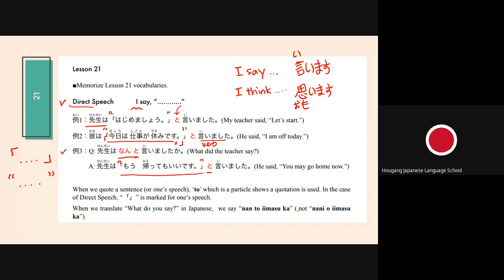But we prefer to use the indirect speech, which requires your plain form. But before we go there, how do you say what do you say? You say nanto iimasu ka. Okay, not nani o iimasu ka. So just think of this as a special case. We start here. Okay. And so indirect speech is more helpful.